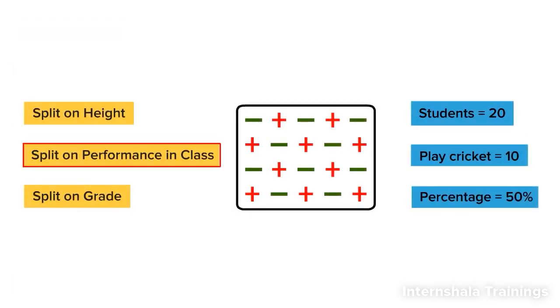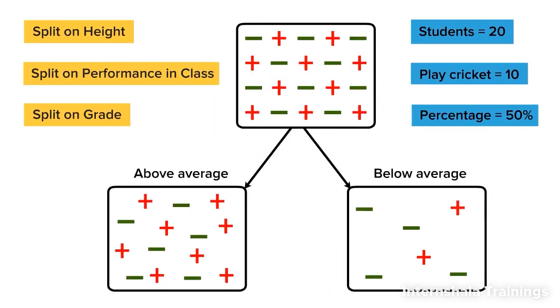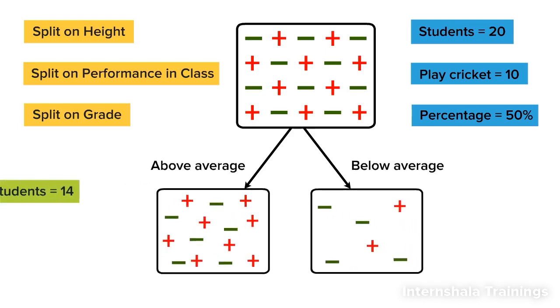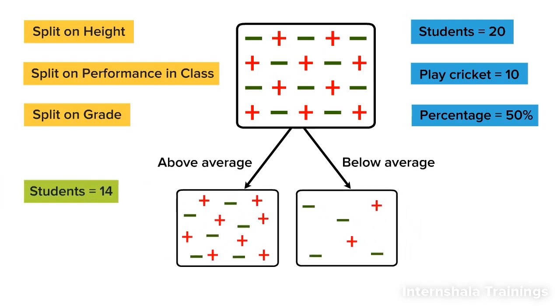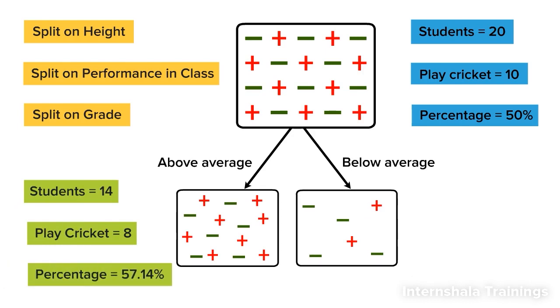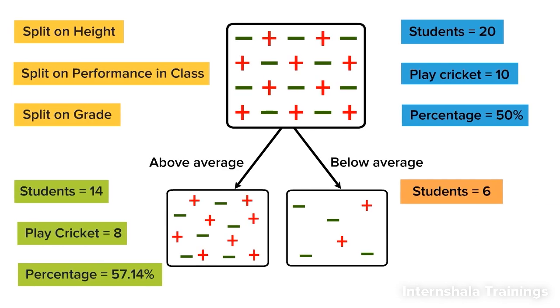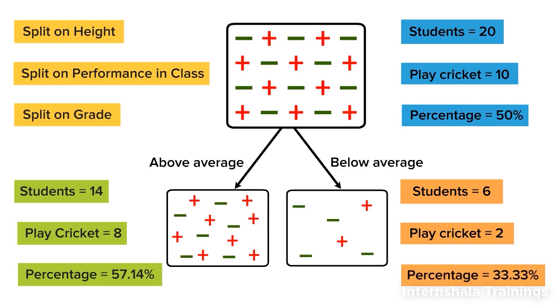Let's split the population based on performance. Here, the performance is defined as either above average or below average. We will again divide the population based on these categories, and let's say we got a distribution like this. Here, 14 students are above average, and out of these 14 students, 8 play cricket, and hence the percentage here will be around 57%. In the below average category, we have a total of 6 students out of which 2 play cricket, and the percentage in this case is around 33%.